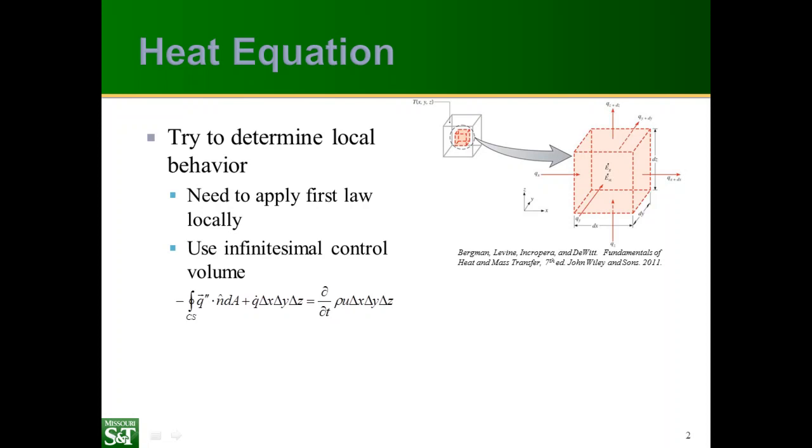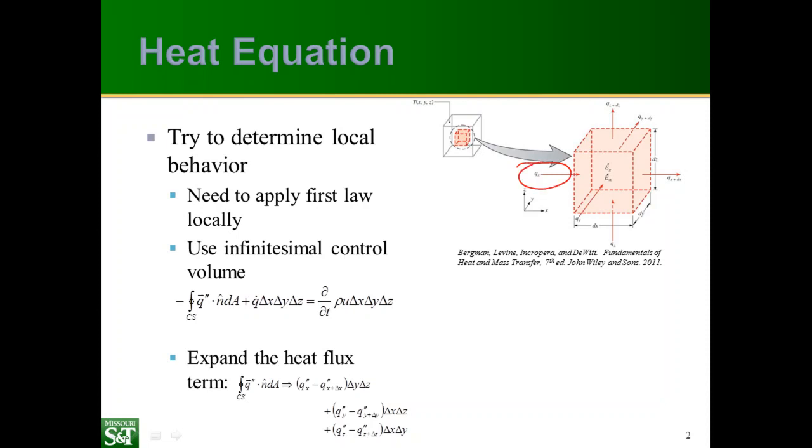So now we have to look at this heat flux term. And the way we're going to do that is we're going to rewrite that by expanding it. Instead of having this integral, we're just going to use heat in and heat out. So we're going to take the heat in through this side times this area, and we're going to subtract the heat out through this side from this area. And so we're going to end up with qx minus qx plus delta x times the area, which is delta y times delta z. And we're going to do this for all three coordinate directions.